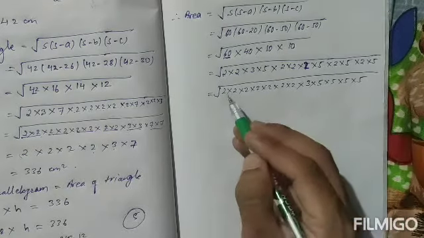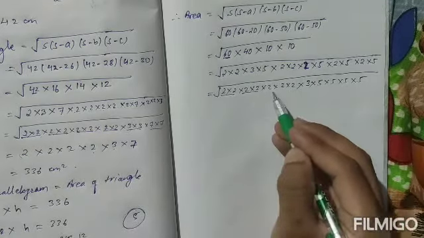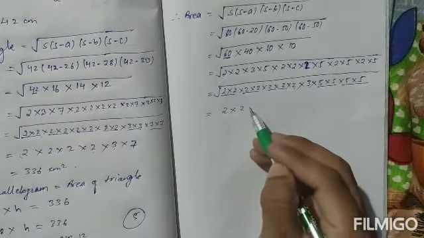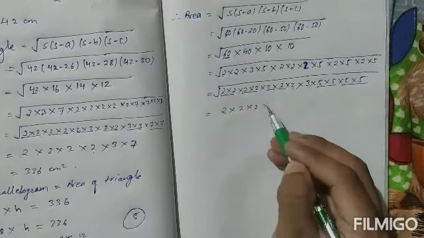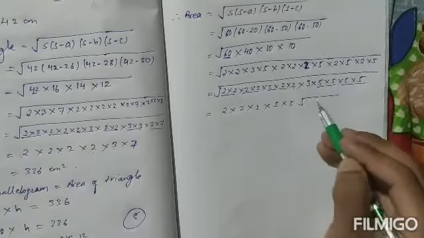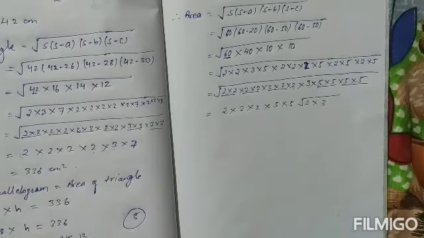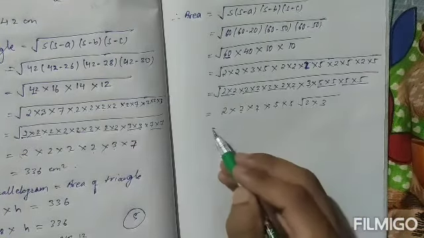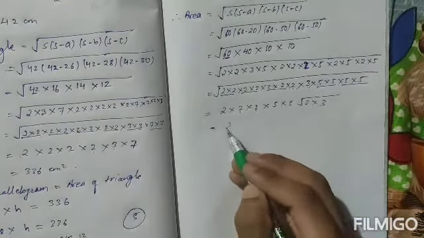Now we'll start pairing. Which all will come out? Out of these 2s, 1 2 comes out, another 1 2, another 1 2. Out of these 5s, 1 5, another 5. This 2 into 3 will remain inside because they do not have any pair, isn't it? So 2 into 4, 4 into 2 is 8, 8 into 5 is 40, 40 into 5 is 200 root 6 centimeter square.